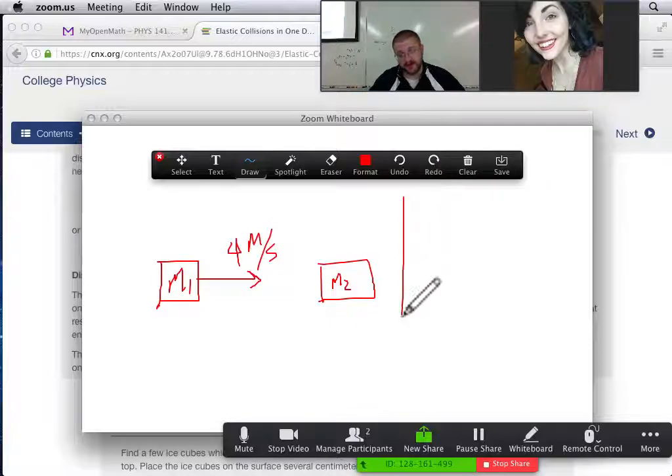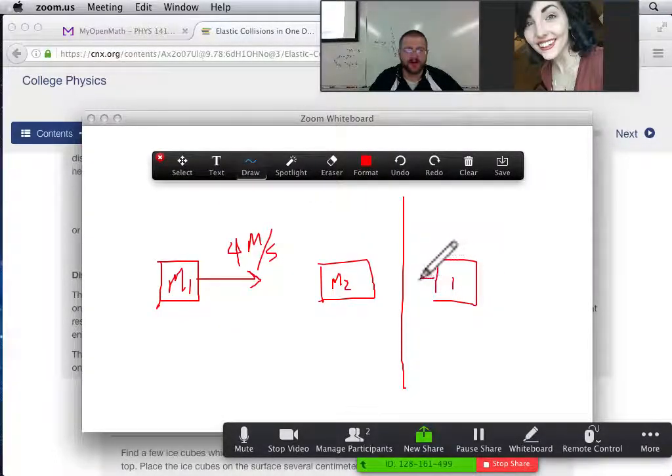But after, here's the after situation. After we have m1, block 1, moving backwards now with a speed of -3 meters per second, right? According to our equation. And block 2, now moving forward with a speed of 1 meter per second.